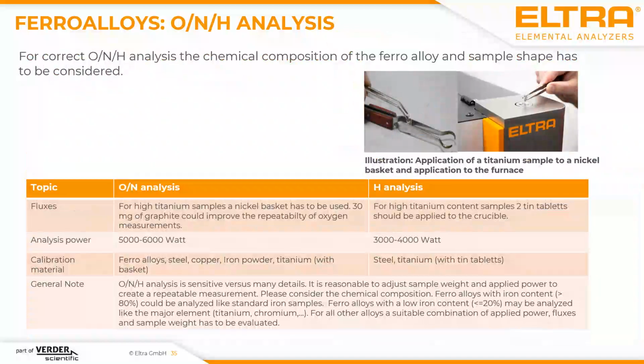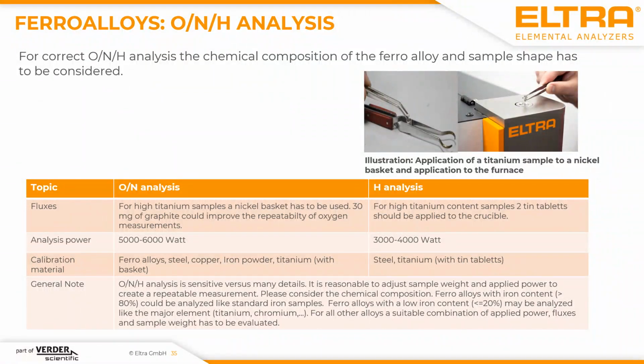Correct analysis for oxygen, nitrogen, and hydrogen could be really tricky when you have a ferrotitanium sample. When the titanium content is 50% or higher, you have to use for a correct analysis a titanium application for ferrotitanium. And this does mean in practice for oxygen and nitrogen analysis, you have to utilize nickel baskets. When you have solid samples, just add the solid sample to a nickel basket. And when you have powdered sample, you have to fill in the powder into a nickel capsule, and the nickel capsule has to be placed in the nickel basket.